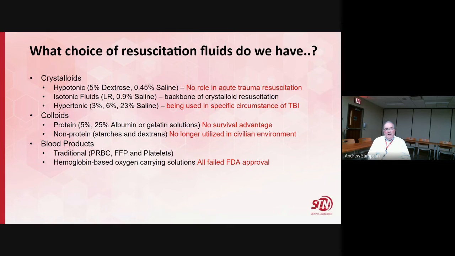Isotonic fluids, which is LR or normal saline, which is 0.9%. That's the backbone of our crystalloid resuscitation. Now, I caveated that with crystalloid because we'll talk more about blood products in a minute. Hypertonic fluids, which would be 3% saline, 6% or 23%, are really used in very specific circumstances of traumatic brain injury. And so we don't use those primarily. We will use them in TBI.